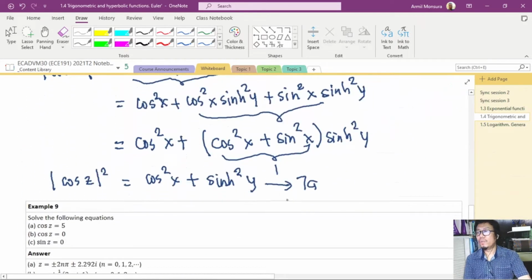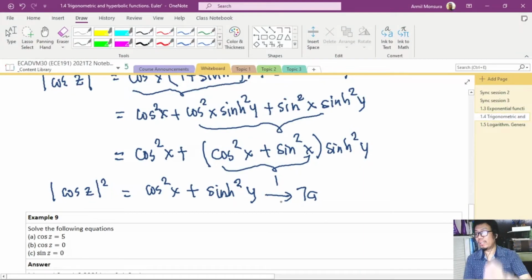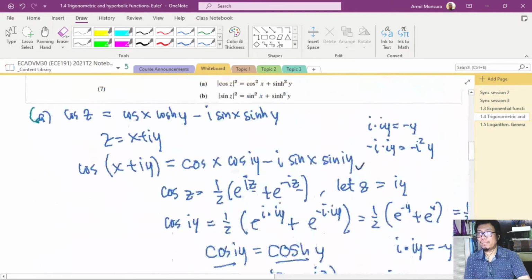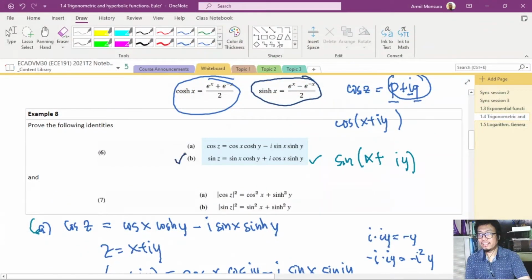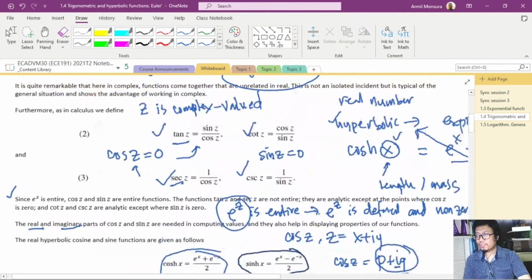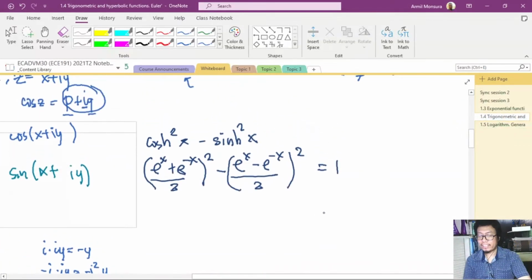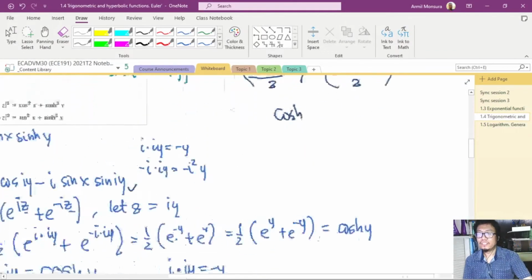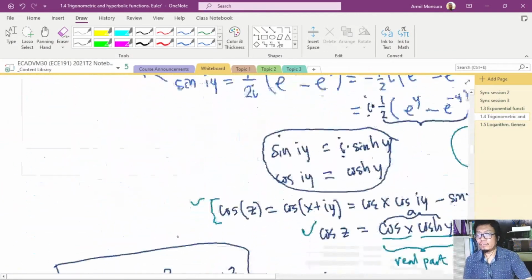Now, as an exercise again, I would like you to work on trying to verify formula 7b. Also try to verify formula 6b, so that you would be able to convince yourself that indeed this identity holds true. So that's for example 8. Now let's proceed to example 9.